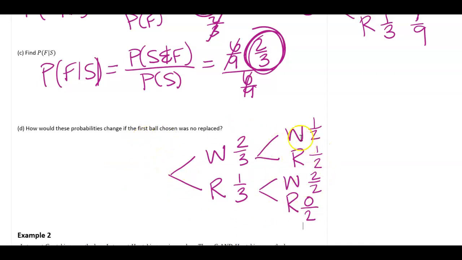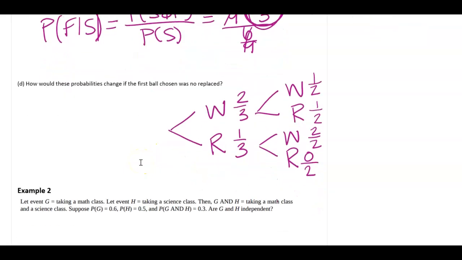So you can organize your data in this way with these conditional probabilities of first turn, second turn, and see that replacement, non-replacement, or independent, dependent piece.